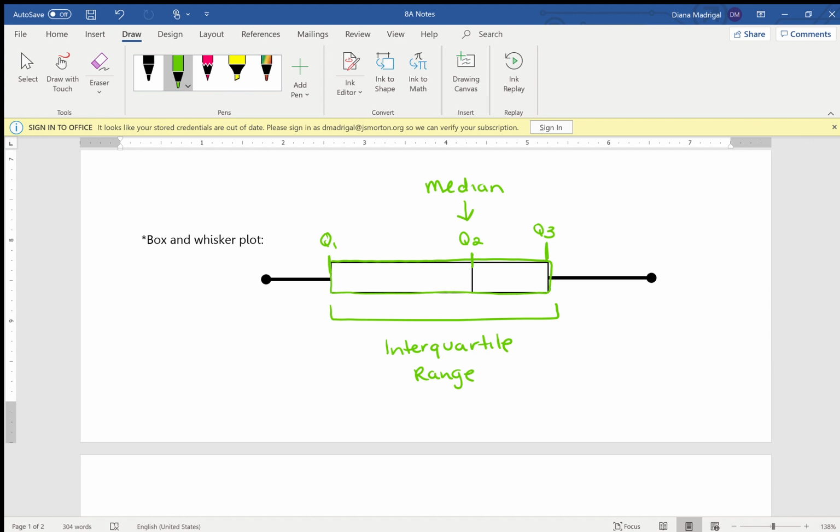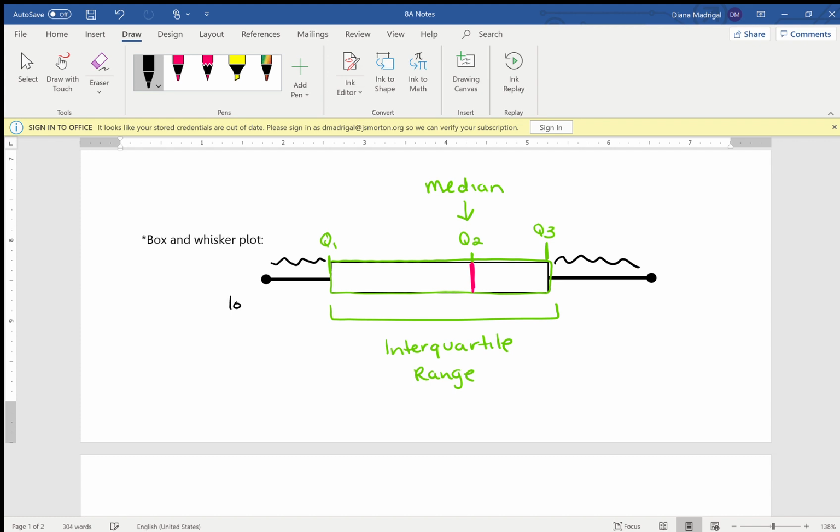So the line in the middle of the box. You'll start seeing that you only have one line in the middle of the box. Okay, so that's your median. And then the space right here is called a whisker. So that's why it's called a box and whisker plot. This is the space in between that range.